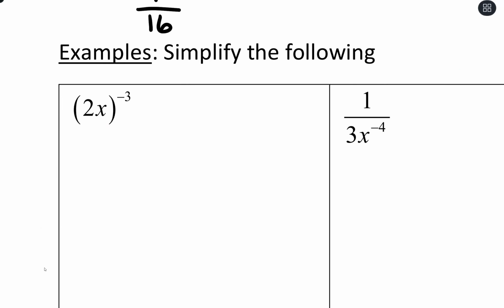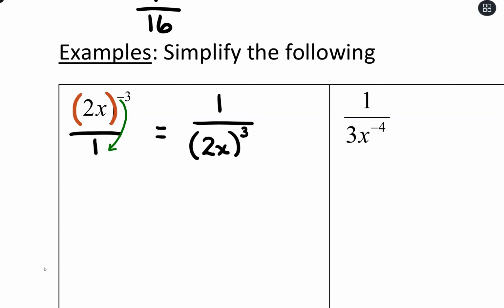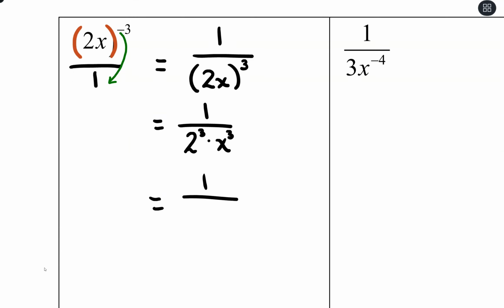Okay, so (2x) in parentheses raised to the negative 3 power. What that's telling me is that all of that's going to move. So if I think of that as over 1, that negative exponent tells me we're moving to the denominator. So this is equal to 1 over, in parentheses, that 2x. And now the negative 3 is a positive 3. And now I can use my other rules. My rule said if I have values multiplying and it's raised to a power, each factor gets that power of 3. So this is going to be 1 over 8x cubed.